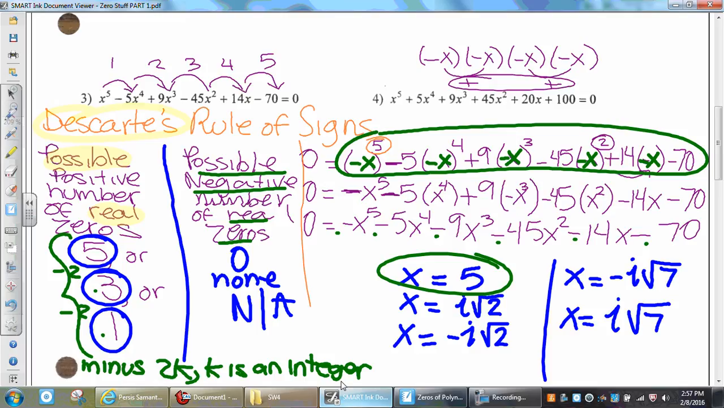Okay. Let's say we were going to count the sign changes here. How many sign changes do we have? None. So that means that how many positive real zeros could we have? None. The only real zero we had was negative, right?